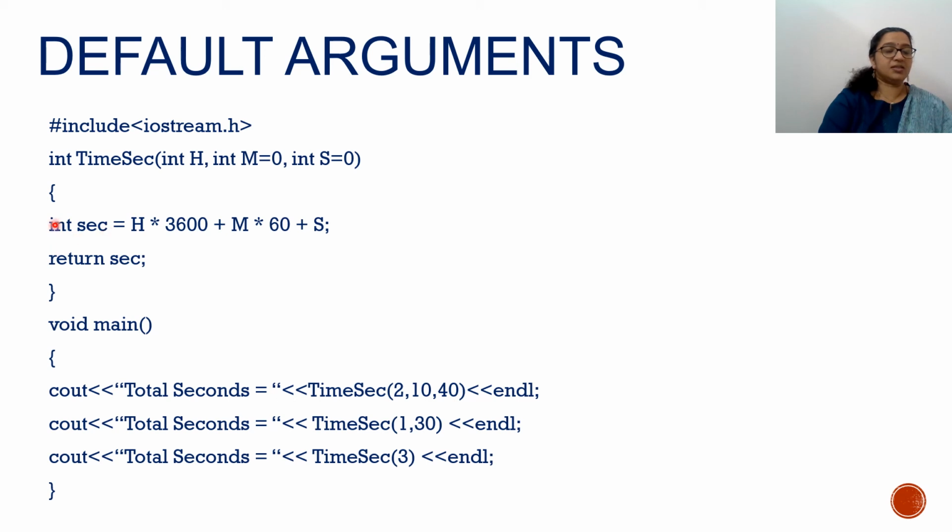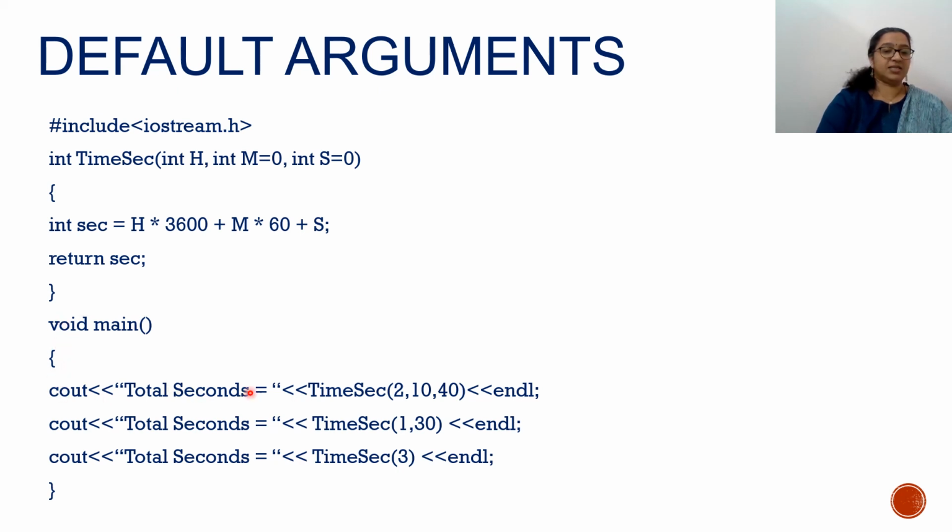Then see the statements are here. Int second is equal to h into 3600 plus m into 60 plus s. Then return seconds. Brace open, void main. The same statements here I am repeating. Then how will it execute? Execution will begin only from void main. So the execution starts from here.